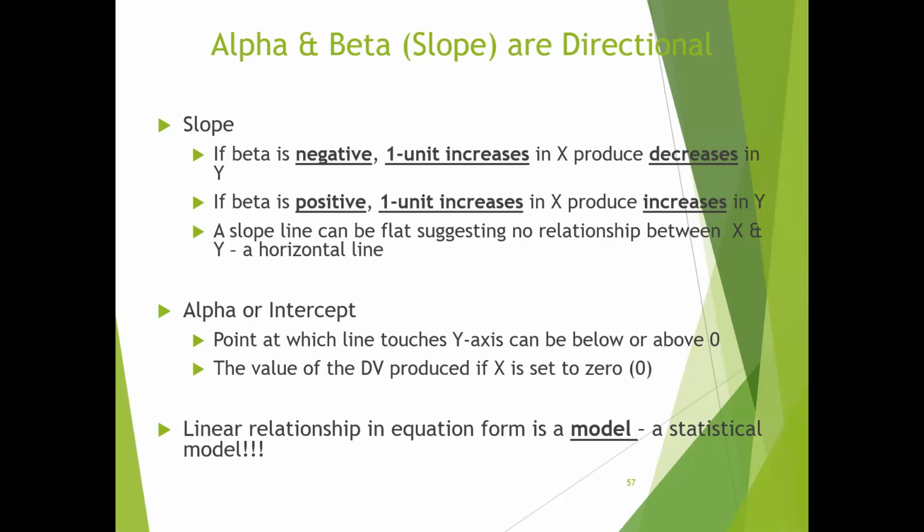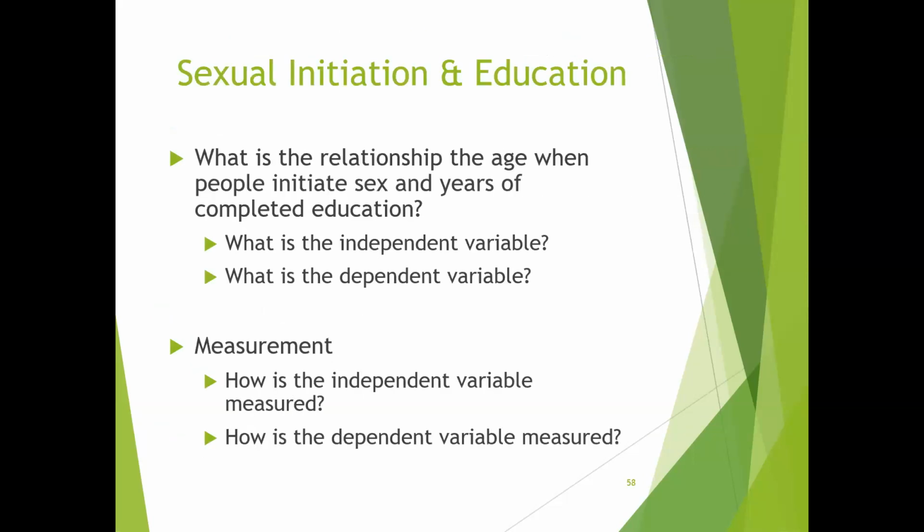Really important. This linear relationship is in equation form, and it is a model. It is a statistical model. But this is important. That statistical model has to reflect a conceptual model that you have in your own mind. They have to go hand in hand. So that statistical model must match a conceptual model or story that you have in your own mind. And let's now use an example, because a picture is worth 1,000 words, and so is an example.